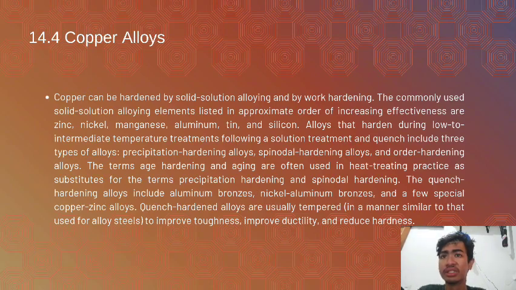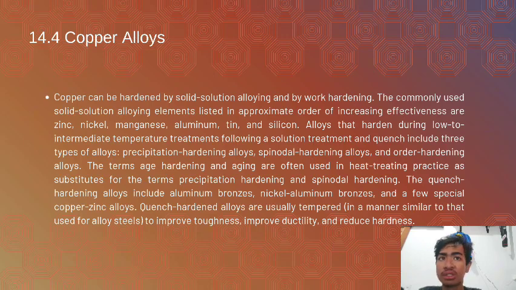13.4 The copper alloy. Copper can be hardened by solid solution alloying and by work hardening. The commonly used solid solution alloying elements, in approximate order of increasing effectiveness, are zinc, nickel, manganese, aluminum, tin, and silicon. In addition, a limited number of copper alloys can be strengthened by heat treatment.